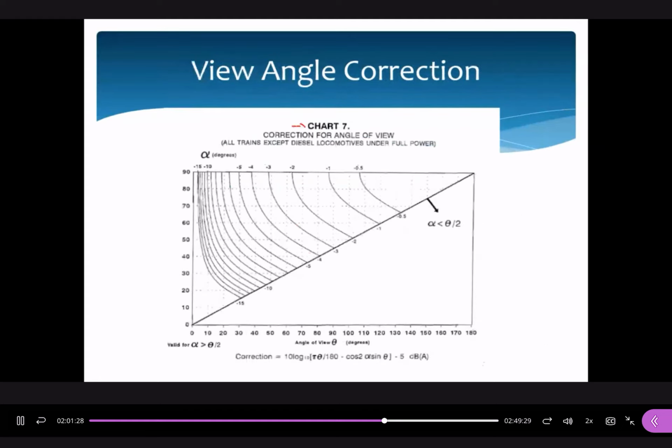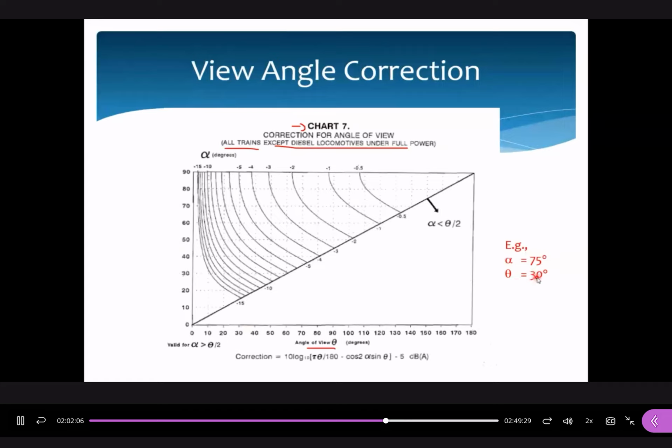From chart number 7, please pay attention. This is for all trains except diesel locomotives under full power. What does it mean? It is just for rolling vehicles. For rolling vehicles, when you refer to this figure, this is the angle theta, and alpha is here. Let's say if we take an example like this, theta is 30 degrees and alpha is 75 degrees.